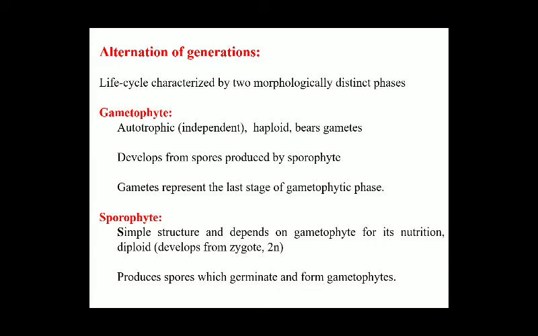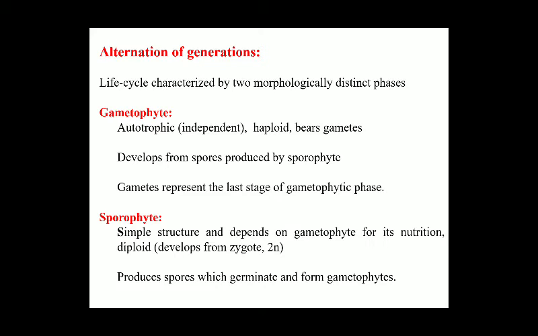Today we are going to talk about alternation of generations in bryophytes, or you can say the life cycle, how the life cycle of bryophytes gets completed. When we talk of bryophytes, you know that we have two distinct phases in the life cycle. These phases are morphologically distinct. The first one, which is the dominant phase in the life cycle of bryophytes, is the gametophyte, and the second one, which depends on the gametophyte, is known as the sporophyte.